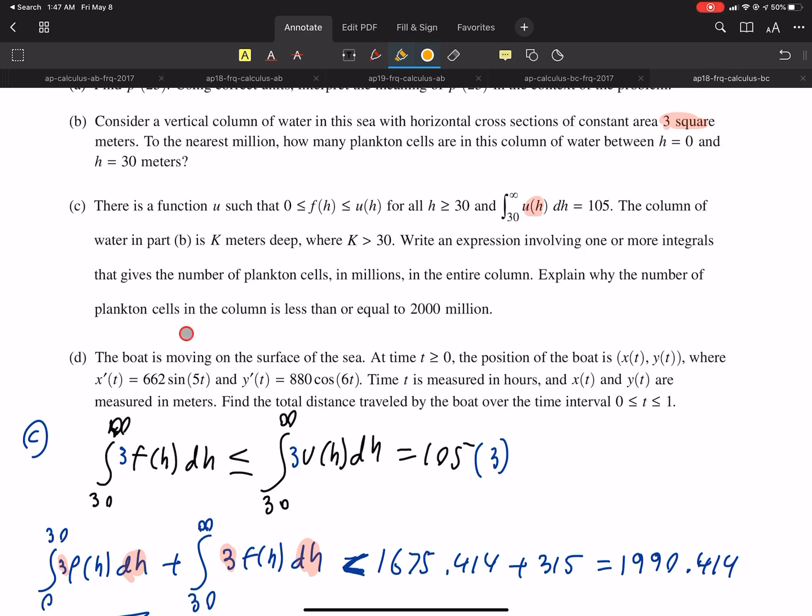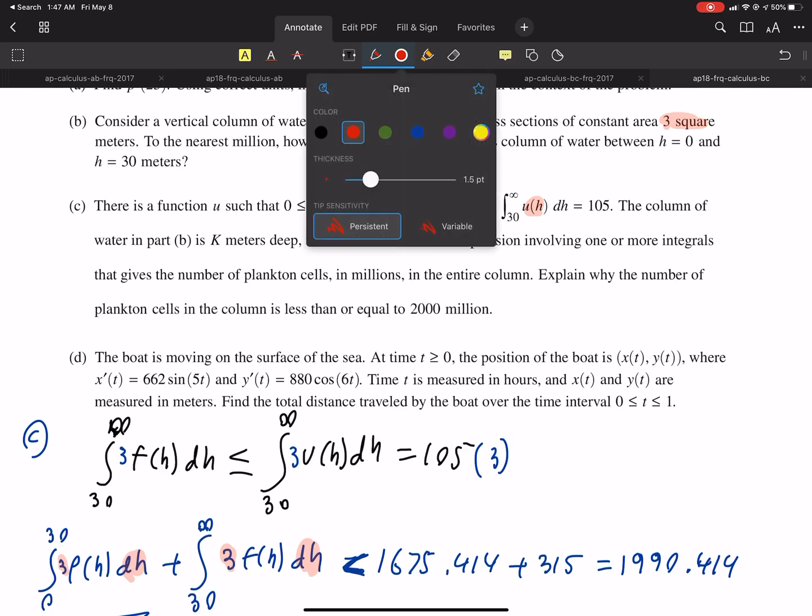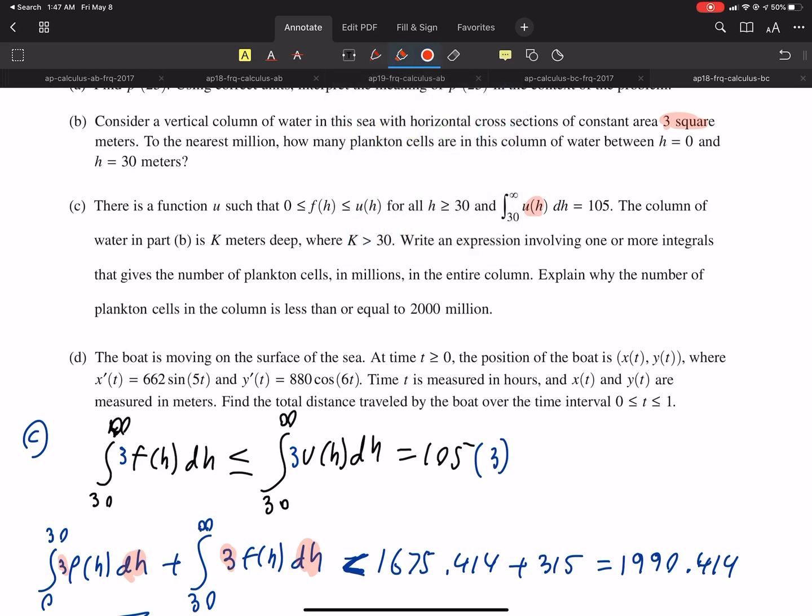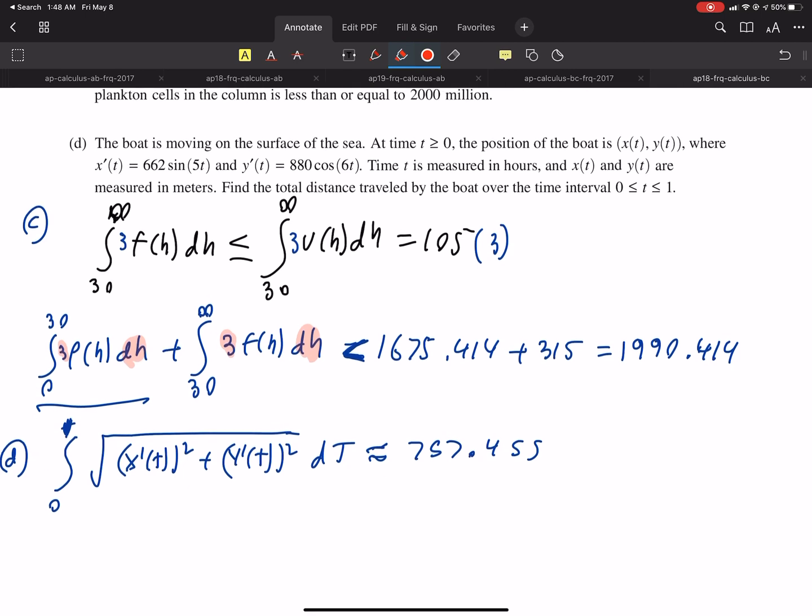So F of H is the density if you're greater than 30 meters. So you have a new function for deeper. Okay, you want an expression involving one or more integrals that gives the number of plankton cells in millions in the entire column. So the entire column is going to go to infinity. It goes to the bottom of the ocean. Now, technically, you can't go to infinity because the ocean only has a certain amount of depth, but they are wanting to find like the border case if it did go to infinity.